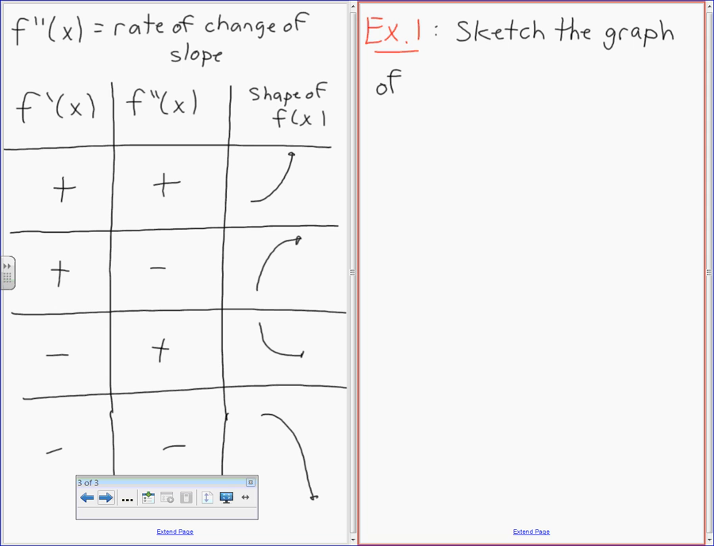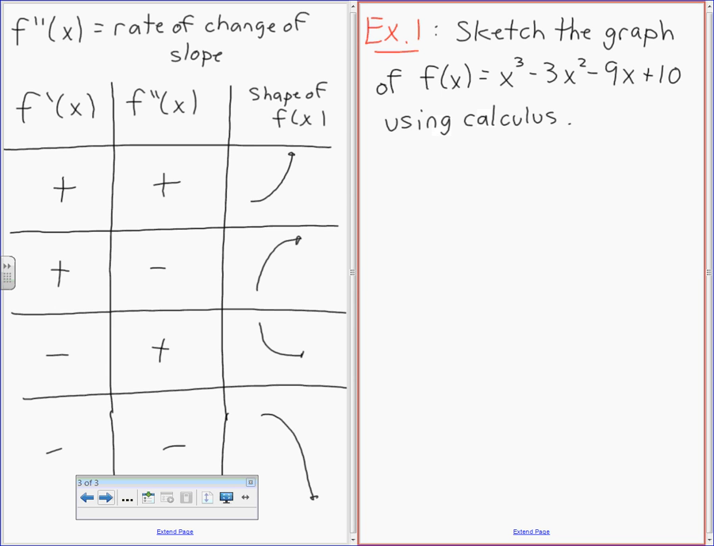Of f of x equals x cubed minus 3x squared minus 9x plus 10 using calculus. All right, I'm going to go through exactly what using calculus means here in a sec.